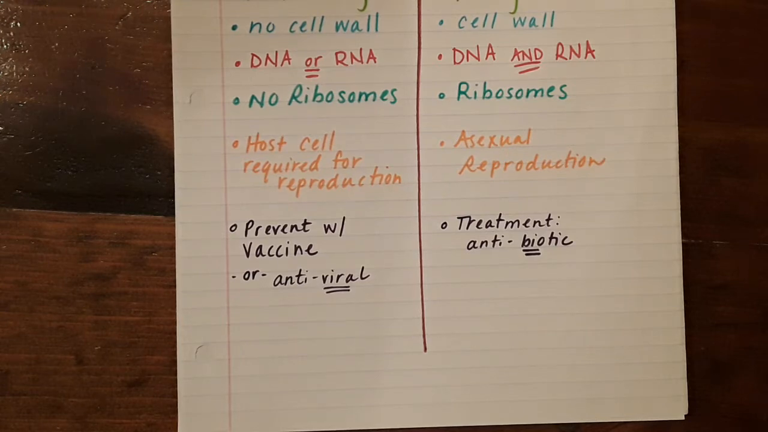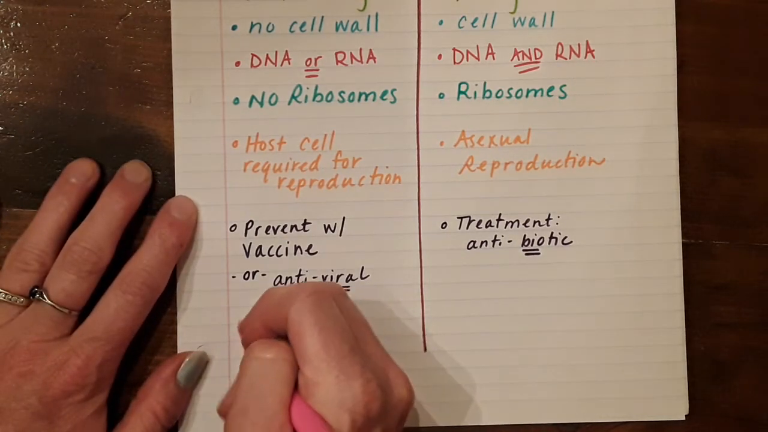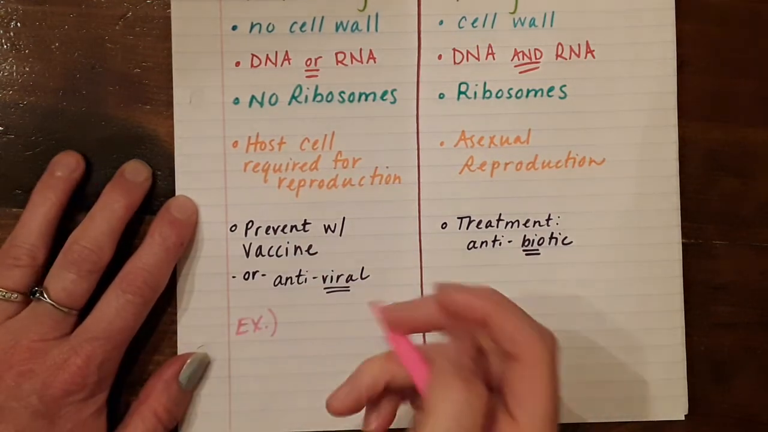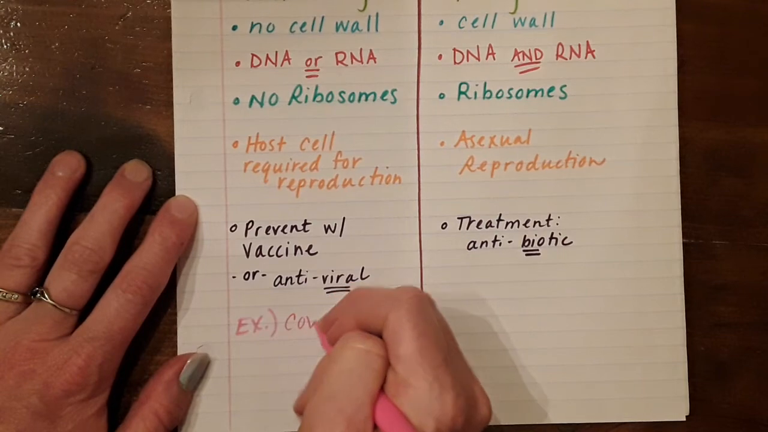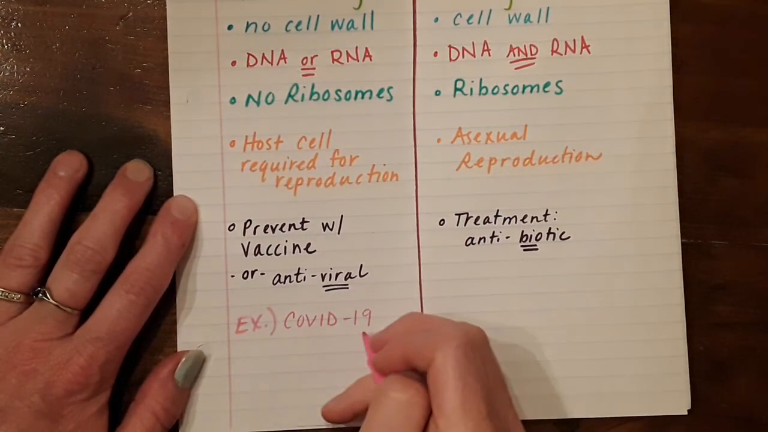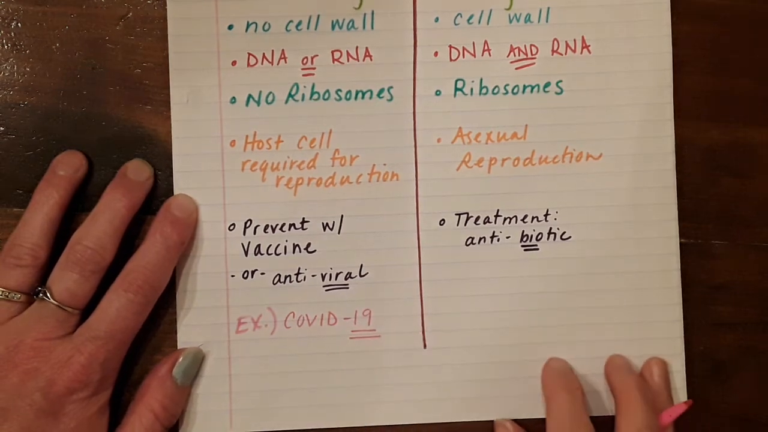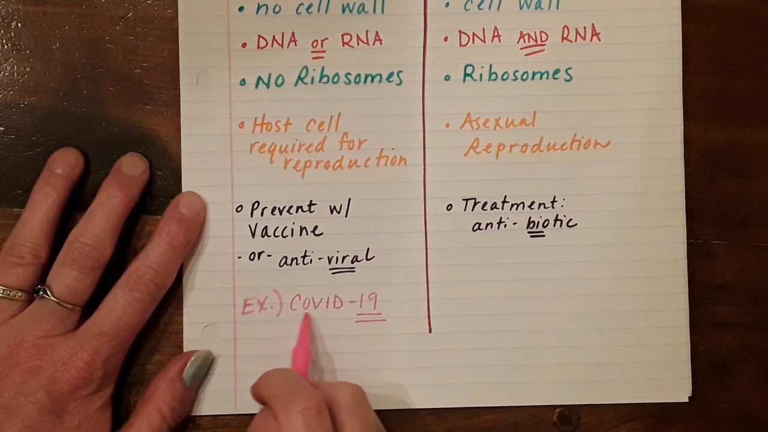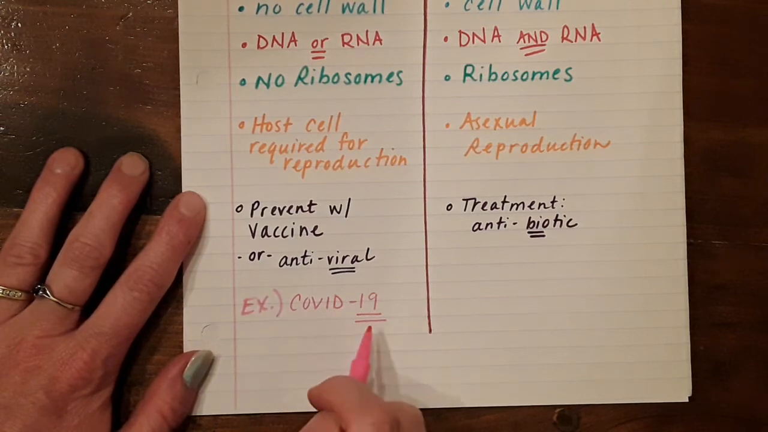All right. The last thing we're going to look at here are some examples of these different things. Some examples of viruses that you're probably familiar with is what we're dealing with right now, COVID-19. That is a virus, and the 19 is for the year that it began. So it began in 2019. The C is part of it being a coronavirus, so it's an acronym.